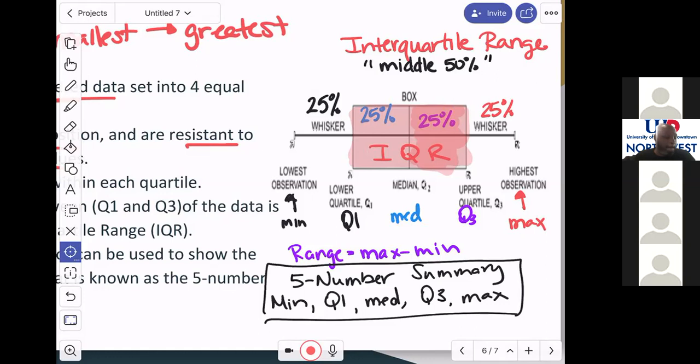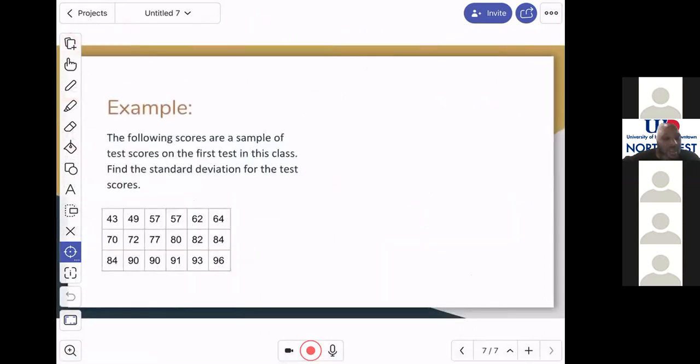You got that? Yes. Thank you. So let's go ahead and find some quartiles, please. We'll find the quartiles. It says find the standard deviation. We're not going to do that. We're just going to find quartiles real quick.